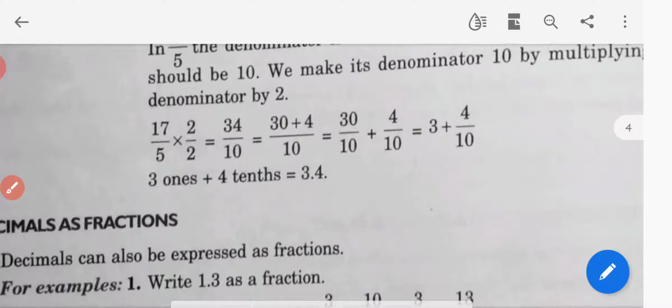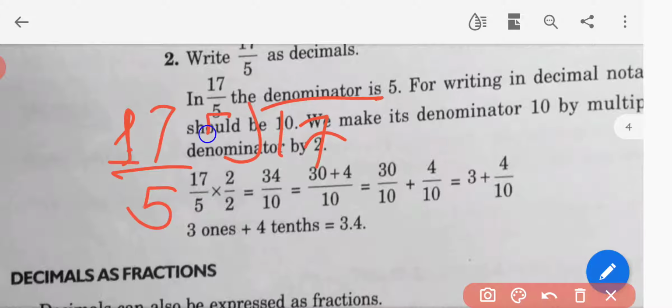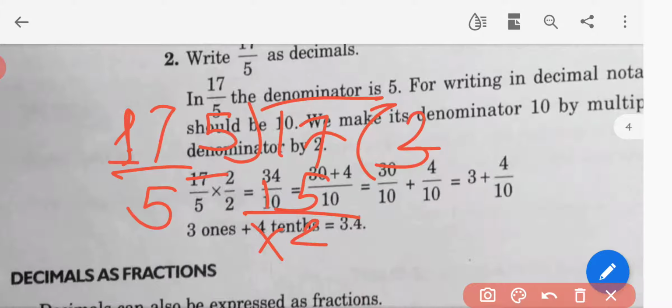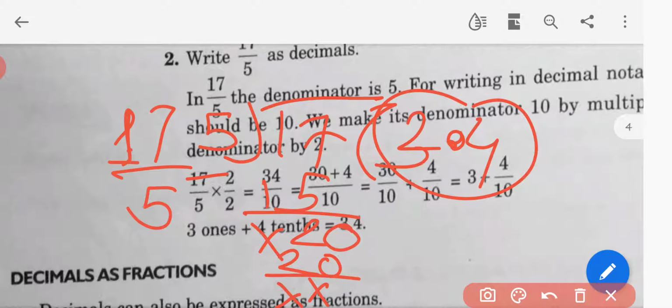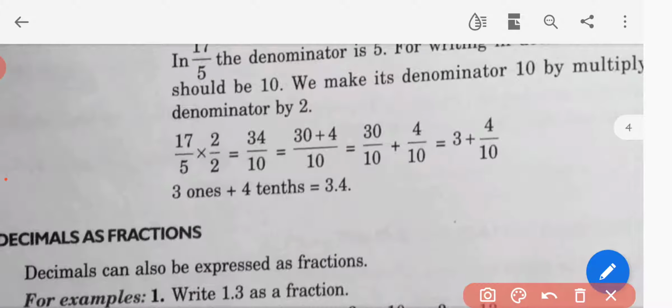Or the second method, there is one more method. Directly, what is the meaning of 17/5? It means we have to divide 17 by 5. So 5 threes are 15, then 2. Here no number is given, so you can add 0 and put a point here. Then 5 fours are 20. So the answer is 3.4. You can see the answer came equal. So there are two types of method. First, you can change the denominator into 10, or directly you can divide 17/5. The answer will come equal.